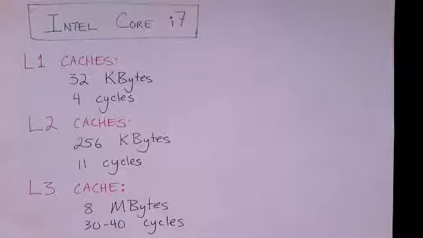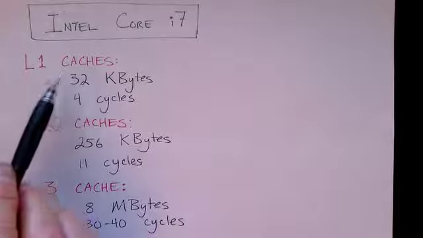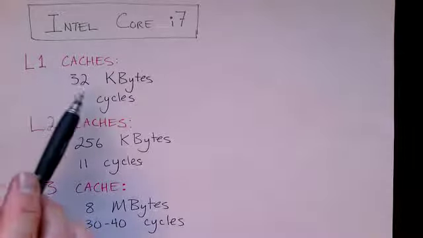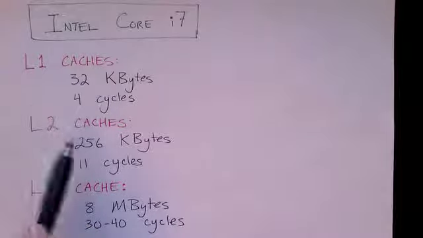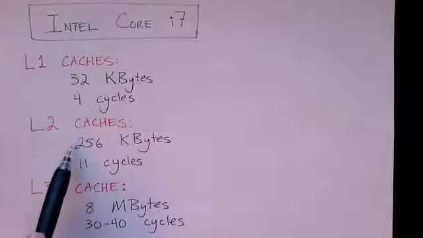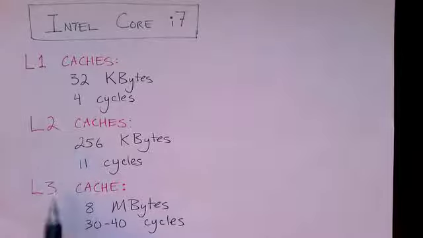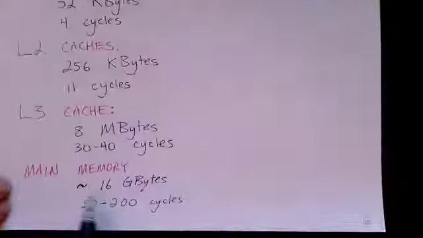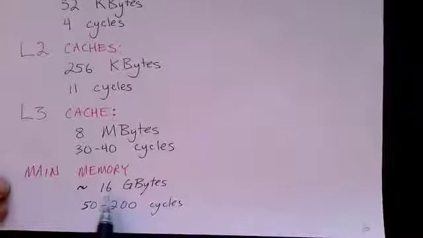Here are some numbers to put this into perspective. For the Intel chip, the L1 caches are 32 kilobytes in size, and so you can see they're smaller than the L2 caches, which are 256 kilobytes. And the L3 cache is even larger at 8 megabytes. And then you can compare that to main memory, which might be 16 gigabytes, for example.